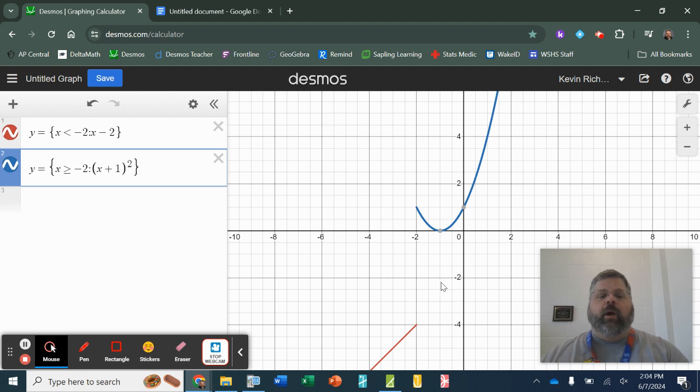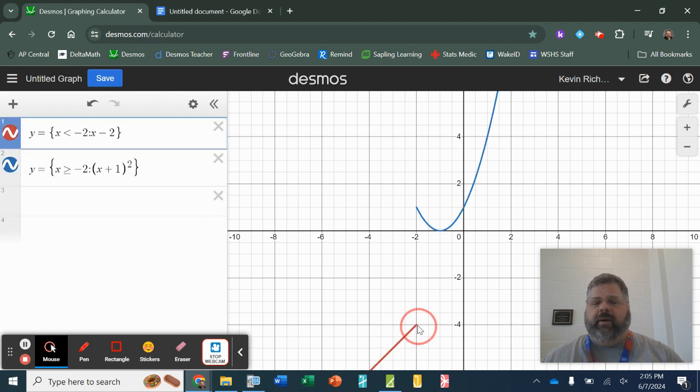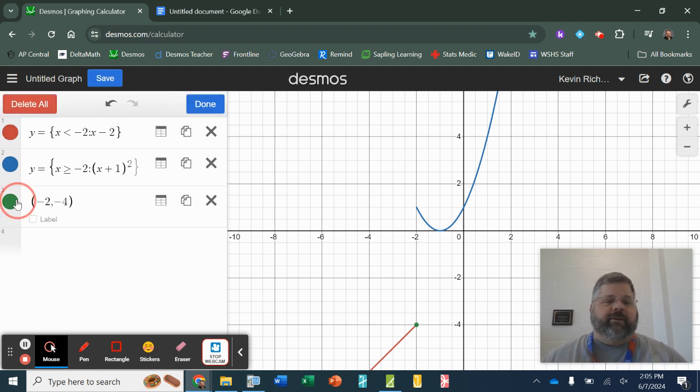Now the only thing Desmos isn't going to do for you is give you the open and closed circles. You can add those in if you would like. All you have to do is look at the point where it ends right here. It looks like it's -2, -4, and if I could get it precisely, it would tell me the y was undefined. So I'm going to put in a point at -2, -4, and I can tell that that's where it belongs.